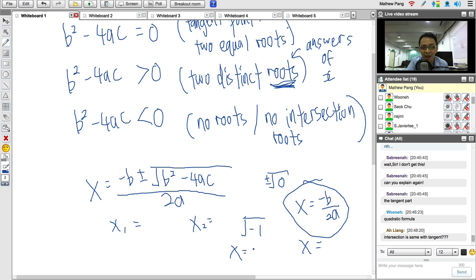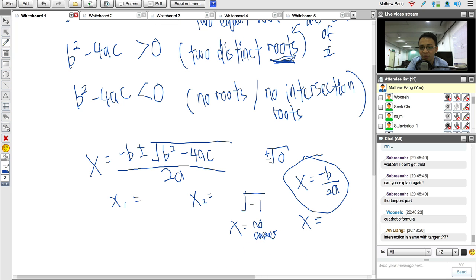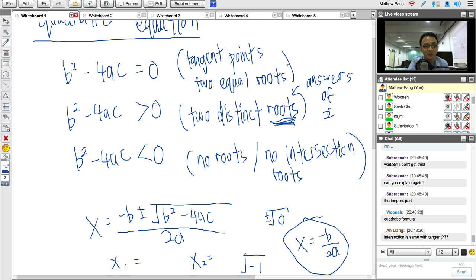Means you will have no answer for x. If you have no answer for x, it means actually you have no root. So this is why you get all this formula: b squared minus 4ac equals 0, bigger than 0, and less than 0. All this theory actually comes from your quadratic formula. Alright, I hope this roughly gives you some idea about how to remember all this.